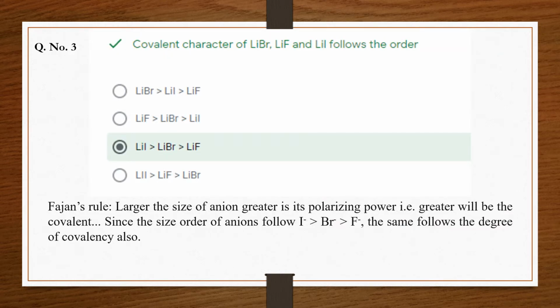The next question is, the covalent character of lithium bromide, lithium fluoride, and lithium iodide follows the order. Actually, this is simple Fajan's rule. Since the cation is lithium in all the cases, let's look at the anions alone. The larger the size of the anion, the greater its polarizing power, and that means the greater will be the covalent character. We know that iodide ion has the highest size, larger than bromide, which is larger than fluoride. So the same order will follow for the degree of covalency also.